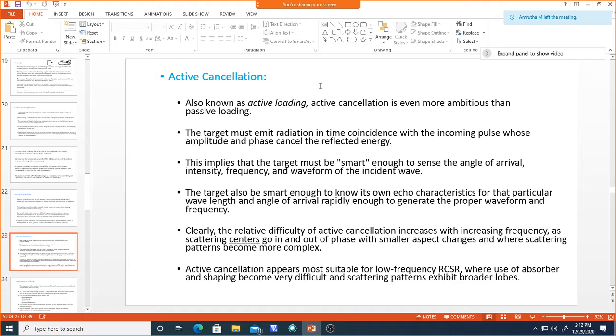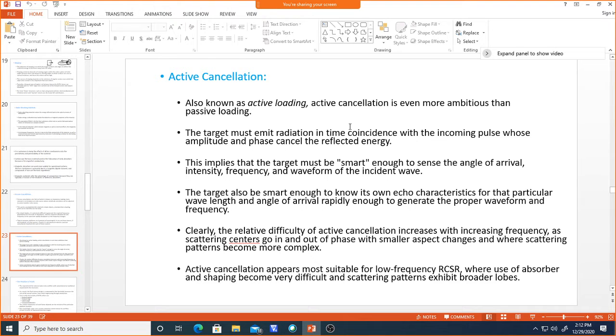So that the reflected energy will be out of phase with respect to the incident energy, so that we are able to reduce the radar cross section. That is the method we use for active cancellation. This cancellation method we also call active loading. Active cancellation is even more ambitious than passive loading, because it needs to read the phase and magnitude of the incoming pulse.